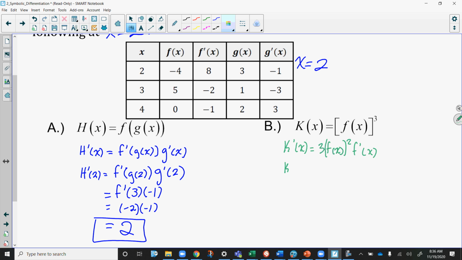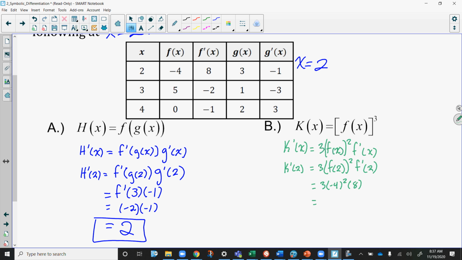So here we're going to say k prime of 2 will be equal to 3 times f of 2 squared times f prime of 2. And let's see what the numbers are from the table. Looking at the table, f of 2 first. F of 2 is going to be a negative 4, so it'll give me 3 times negative 4 squared. And f prime of 2 is an 8.